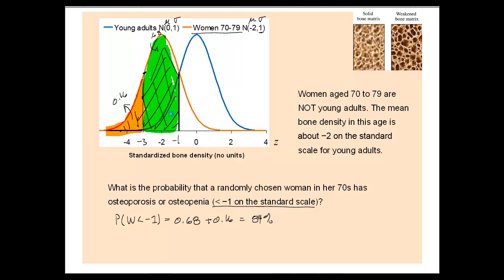Well, 100% of the area has to be shown under the curve. So if I take 100% minus 68%, I'm left with 32%. And because of symmetry, the area below and the area above is the same. So this area right here is the same as well, 0.16. But I'm only looking for the area to the left and below, so that's why I add the 16%. So 84%. About 84% of women in their 70s can be diagnosed as osteoporosis using this definition on the standard scale.